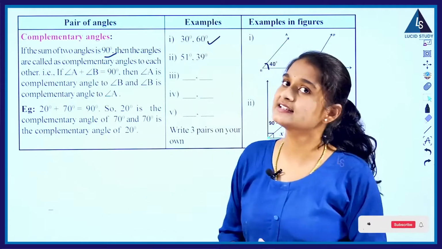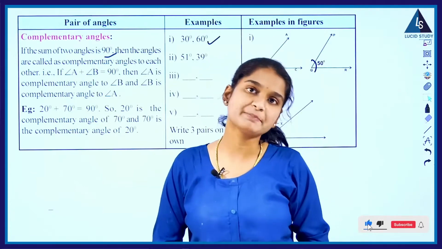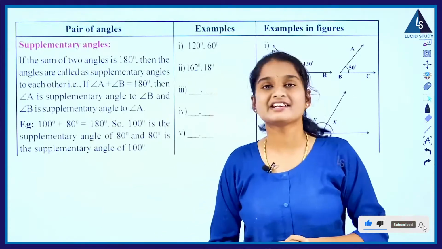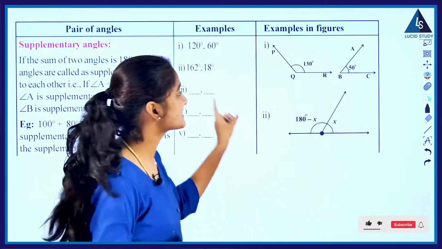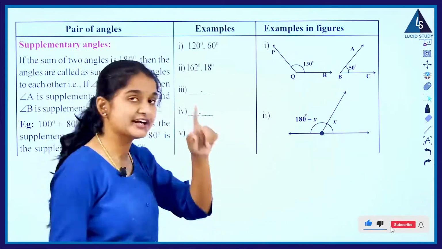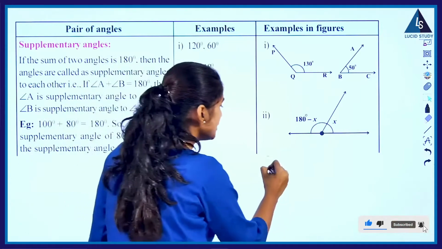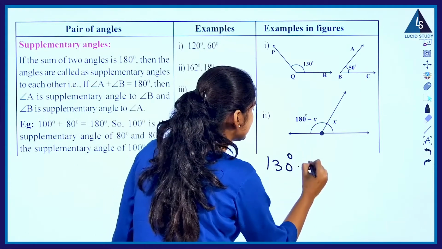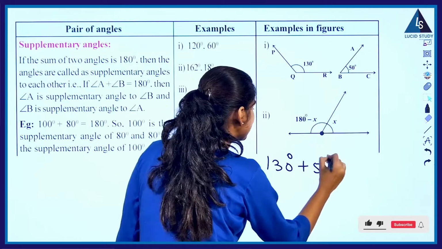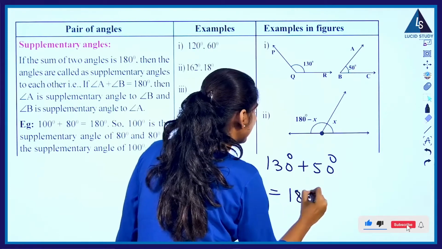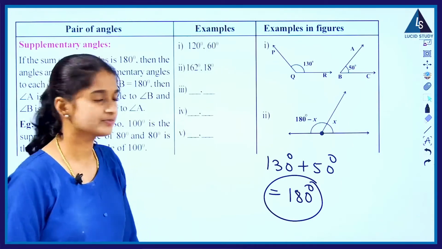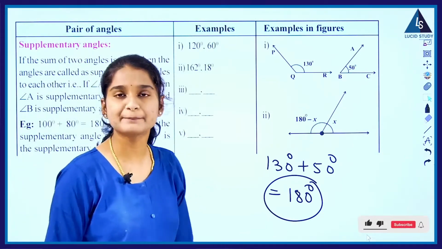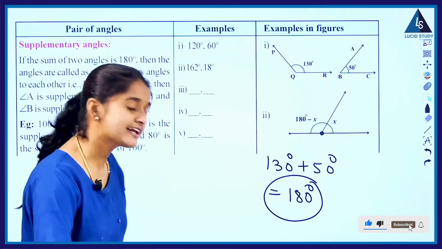Now let us learn the second type of angle, supplementary angles. I'll take two angles now, 130 degrees and 50 degrees. Try to add both these angles, 130 degrees and 50 degrees. What is 130 plus 50? 180. What is their sum? 180. You can take other examples also. I'll take two right angles.